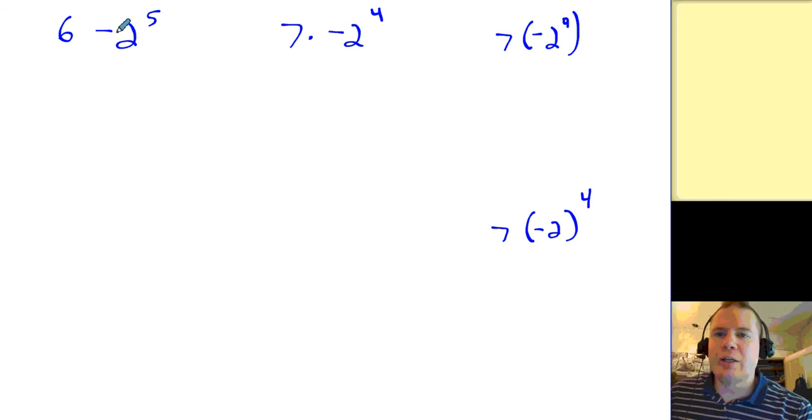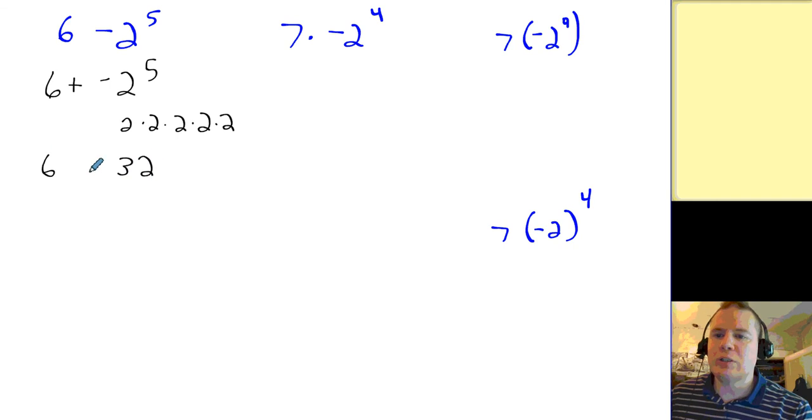This is not a negative sign in the same way that this is a negative sign. This is minus, which means I have 6 plus a negative. But notice that negative is being applied to this whole term. 2 to the 5th is 2 times 2 times 2 times 2 times 2. 2 times 2 is 4, double that 8, double that 16, double that 32. I have 6 minus 32, or 6 plus the opposite of 32.